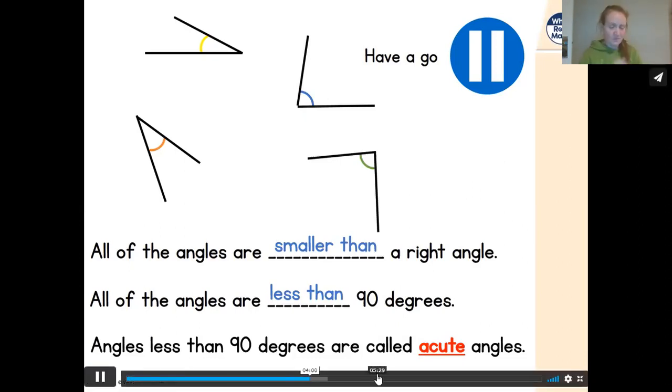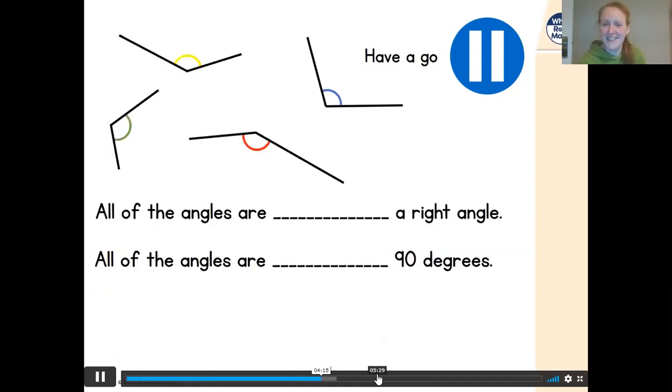Sometimes people remember that by saying, well, cute things are often quite small, like babies. We say babies are quite cute, or puppies are quite cute. So they're small people or small animals. So acute angles are small angles, less than 90 degrees. I agree. 4 more angles for you to complete those sentences for.